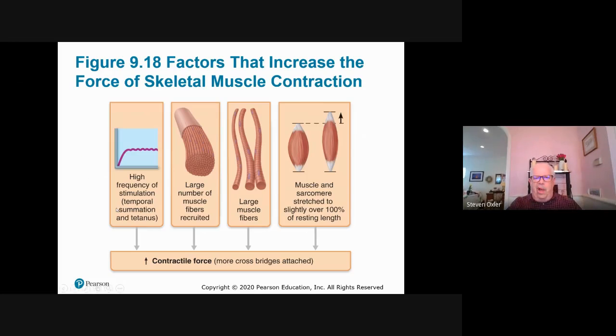Okay? So, high frequency stimulation, large muscle fibers recruited. That means there are more muscle fibers that are getting stimulated. The bigger the muscle fibers are, the more force that is generated. And if the muscle and the sarcomere are stretched slightly over 100% of their resting length, the number that's important here is what we talked about, between 80 and 120%. Okay? And that generates more contractile force.